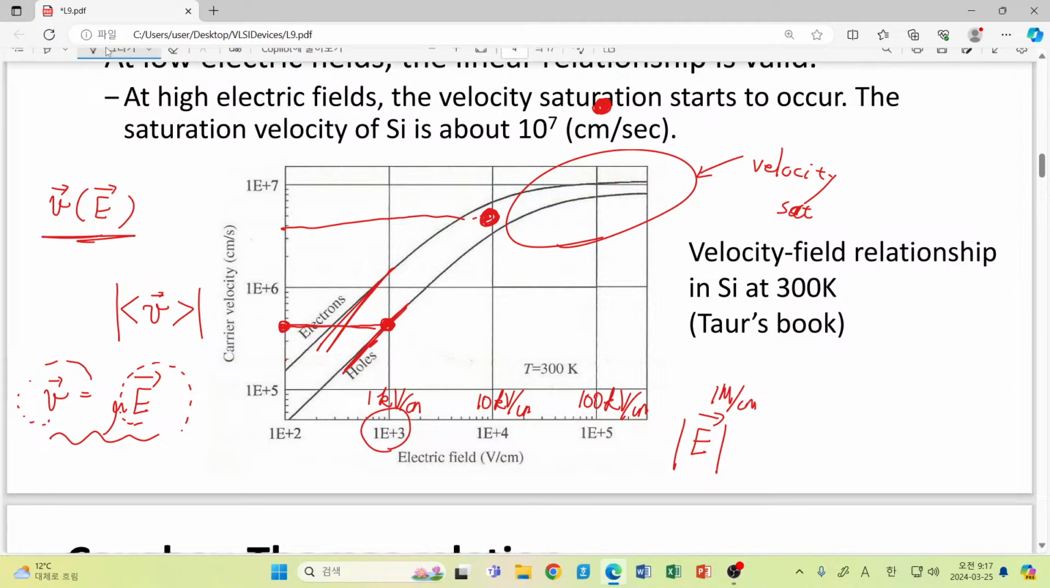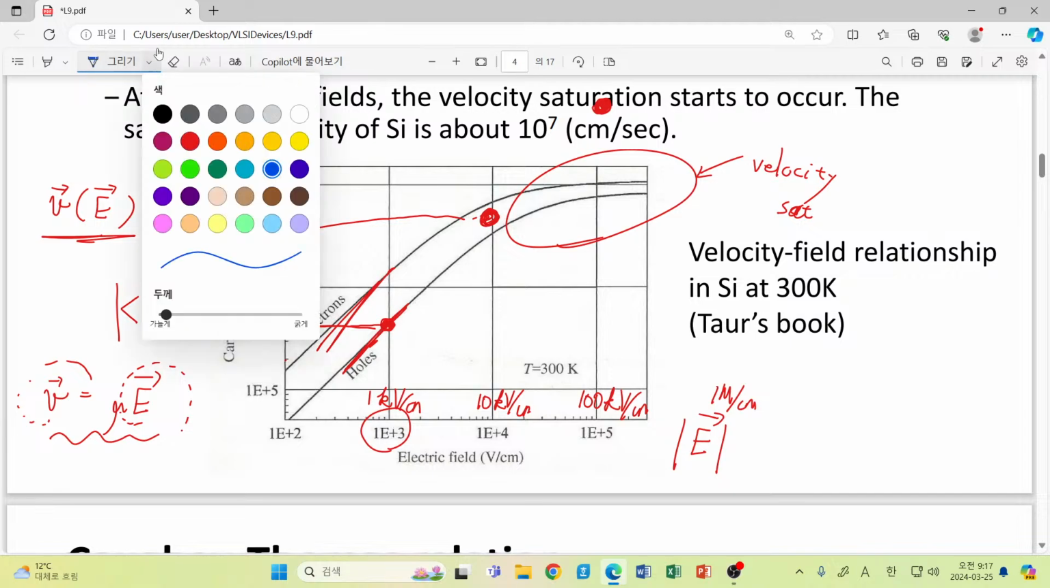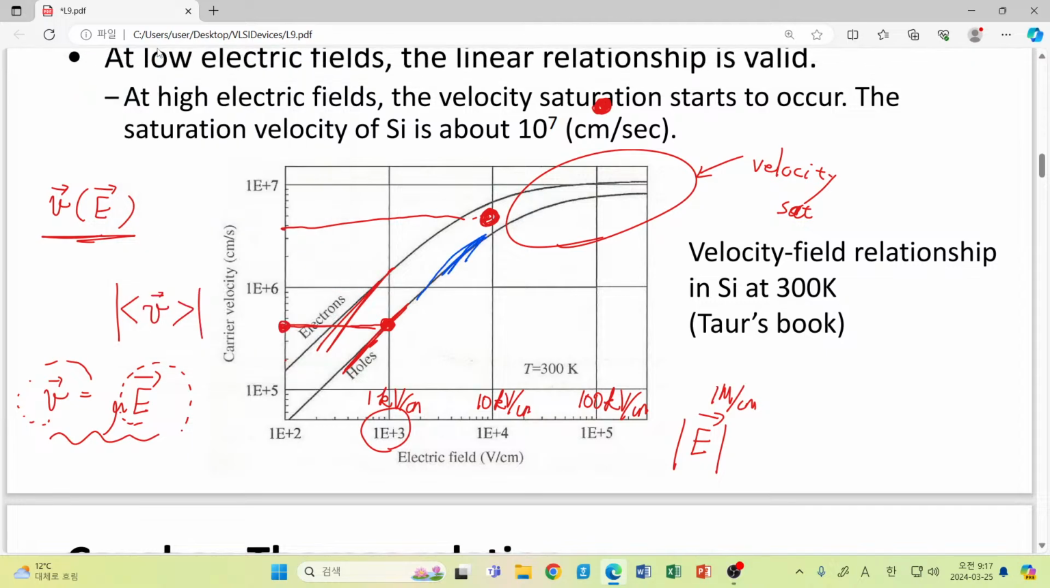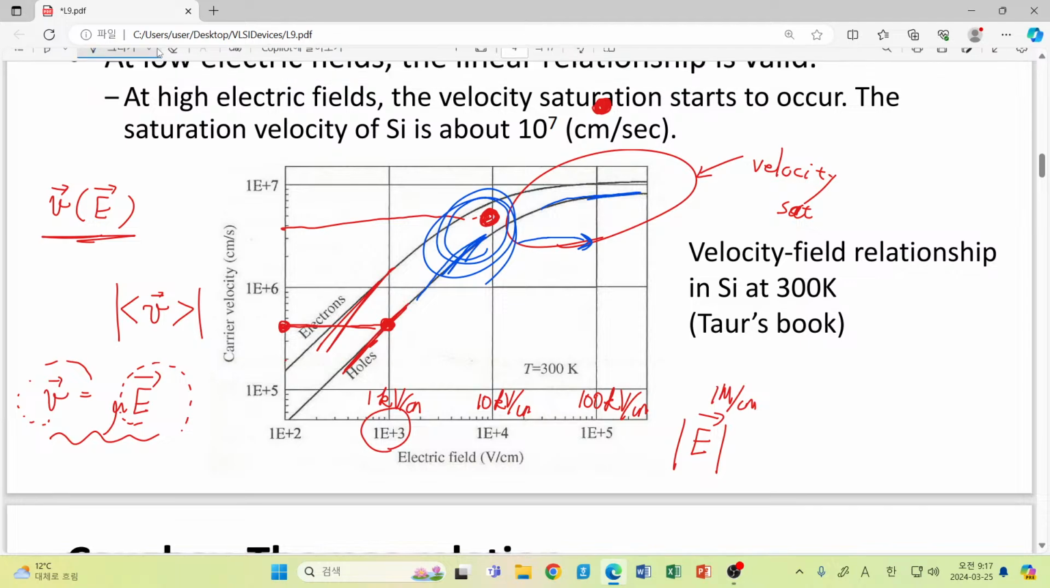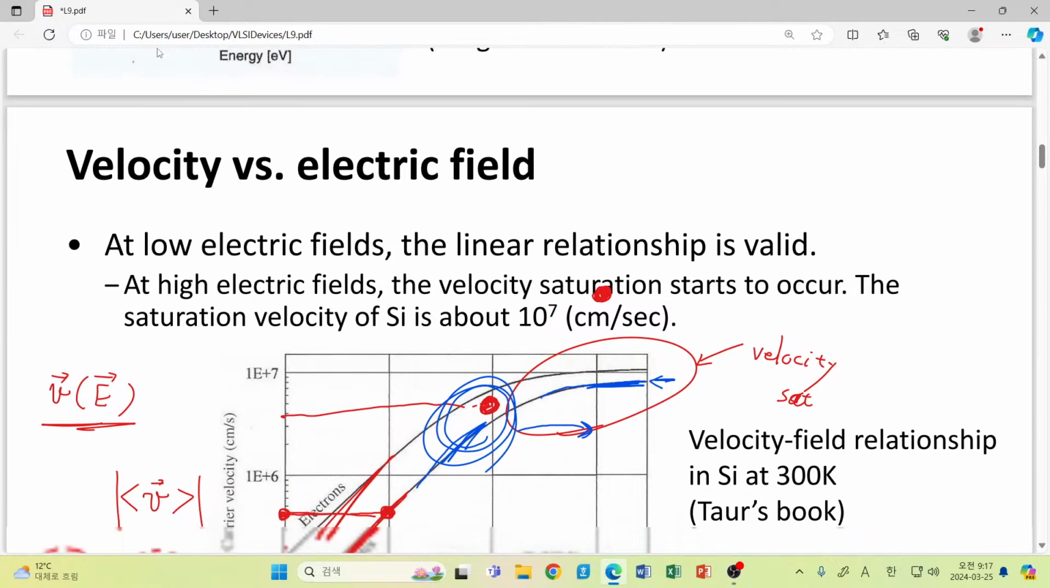But in reality, if we just measure the electron velocity as a function of applied electric field, in this part we have some deviation from the linear relationship between mobility and electric field. And if we go to a certain level of electric field, then eventually velocity is just saturated. That's the reason why this velocity is called saturated velocity. Okay, so don't be confused with this one.